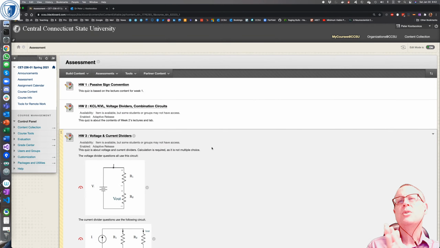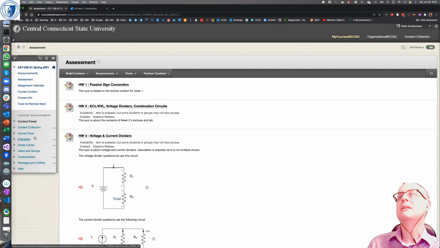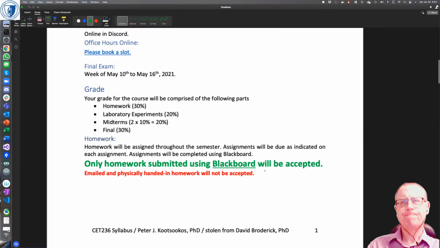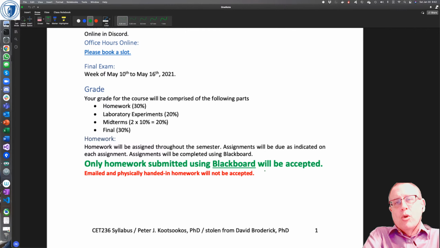Only these first three are auto-graded, but I'll talk about the others shortly. We're online now anyway, so obviously we can only submit stuff electronically. Please do not email me stuff. I stopped accepting emailed homework a long time ago because I lose it. At least if you submit it into Blackboard, everybody knows where it is.